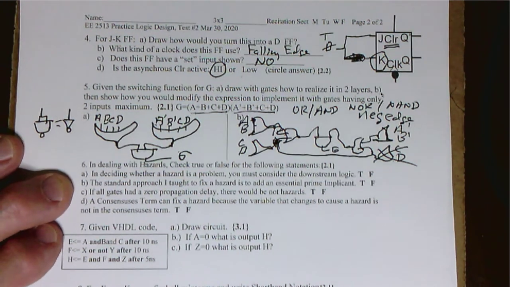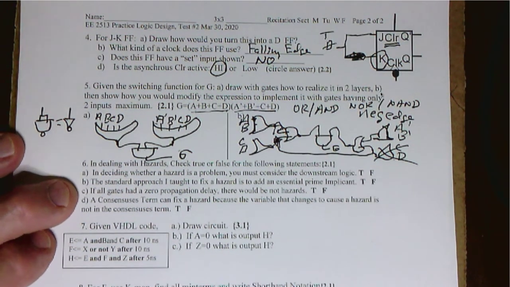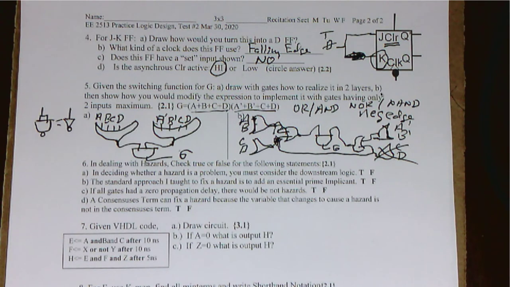In dealing with hazards, check true or false for the following statements. In deciding whether a hazard is a problem, you must consider the downstream logic. Yeah, that's right. All hazards aren't problems. Again, I think the example I talked about, if your downstream logic is a digital gate that's got a very fast, what we call narrow clock, a little glitch might actually trigger it. So if you're dealing with, say, the control logic in a missile silo that's going to launch a rocket onto Russia with nuclear weapons on it, then you don't want any hazards because that might screw things up. A little glitch might actually launch the rocket.